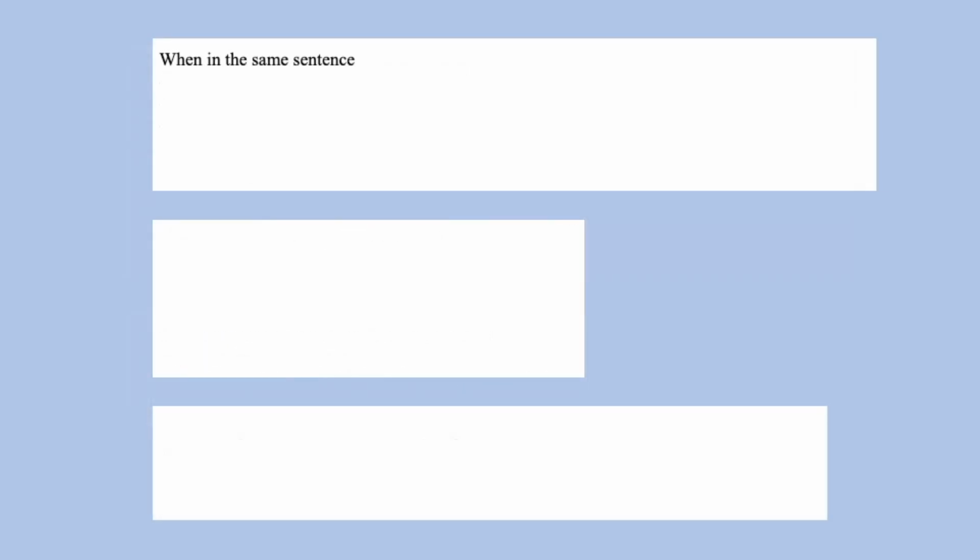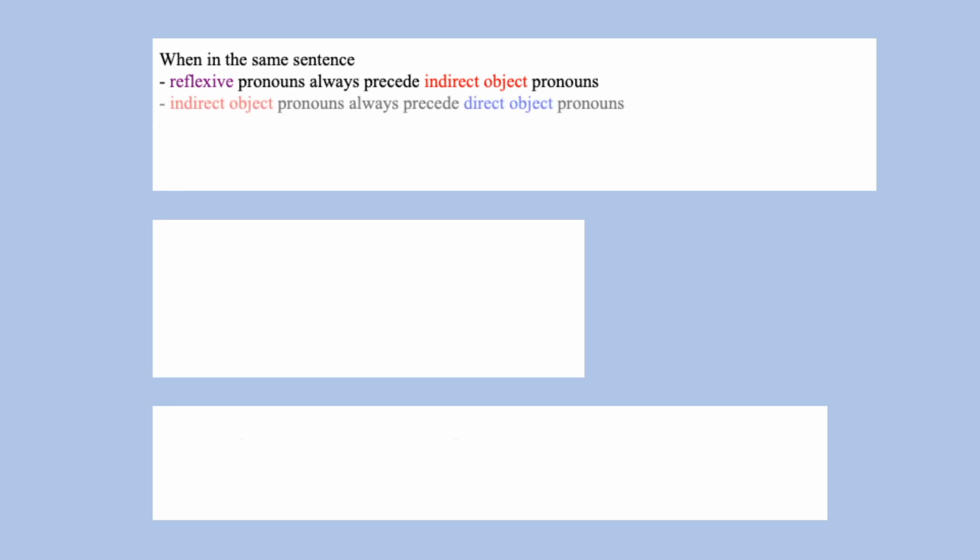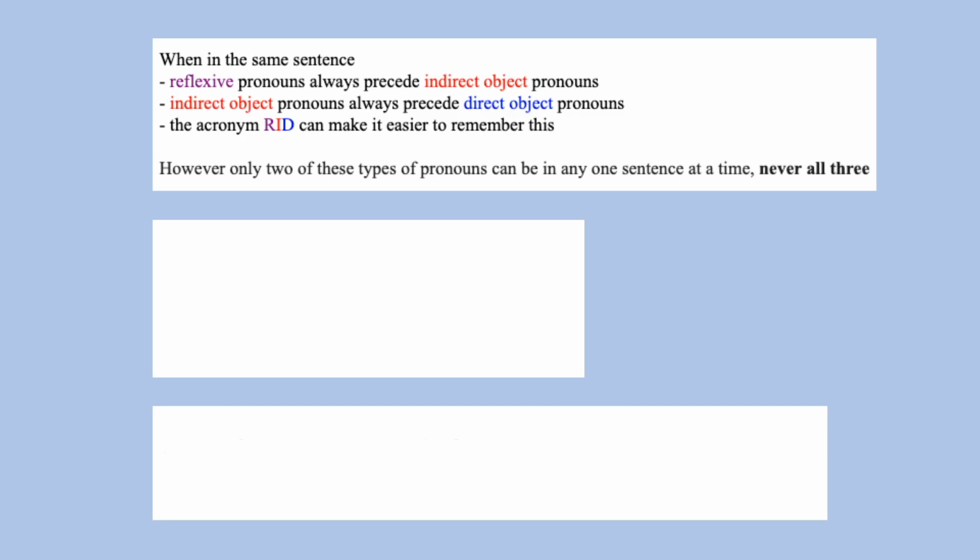When used in the same sentence, reflexive pronouns always precede indirect object pronouns, and indirect object pronouns always precede direct object pronouns. You can use the acronym RID to more easily remember this. However, only 2 of these types of pronouns can be in any one sentence at a time, never all 3.